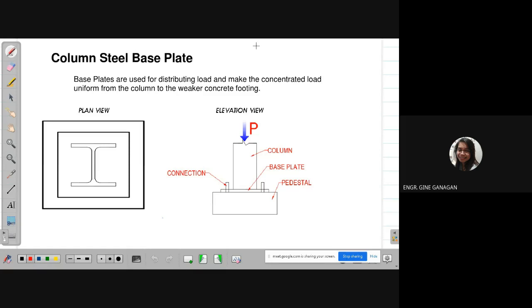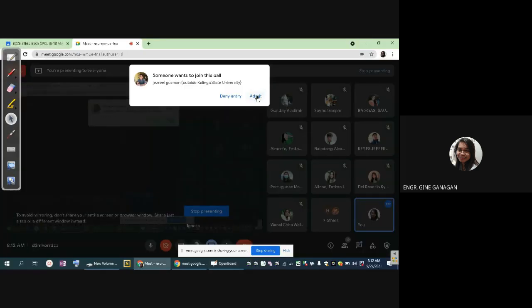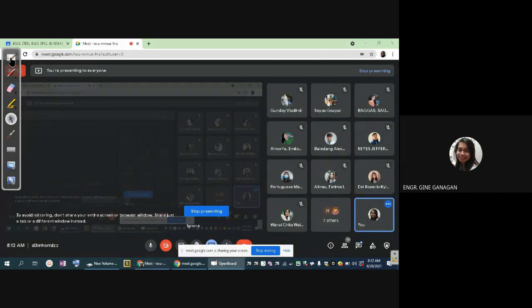So we have here an assembly of our column base plate. We have here the plan view, and we also have here the elevation view. So dito sa elevation view natin, makikita natin yung pedestal. So in between pedestal and our steel column, meron tayong base plate. So nasa pagitan ng column and pedestal yung ating base plate. Okay?